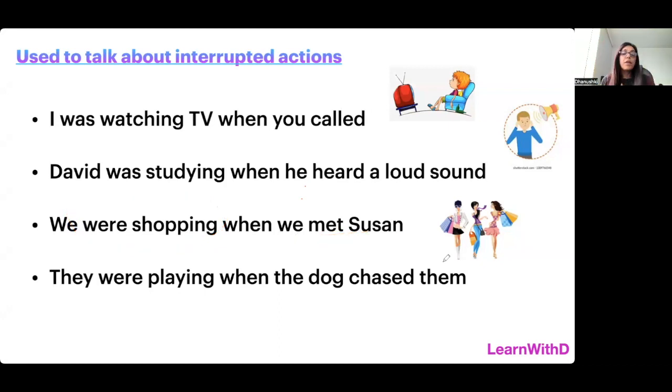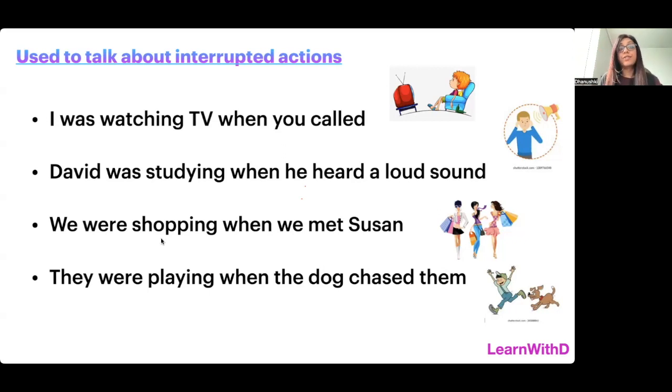Now, let's look at the other example. They were playing when the dog chased them. Again, what are the two actions? Playing and the dog chasing them, right? These are the two things that happen. What happened first, the dog chasing them or playing? Playing. And where do we use the past continuous?